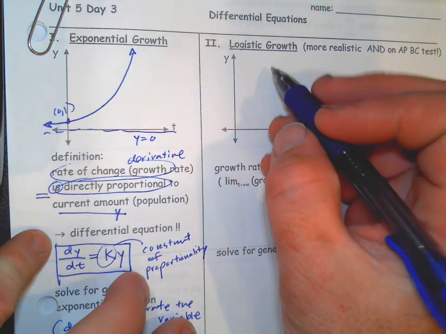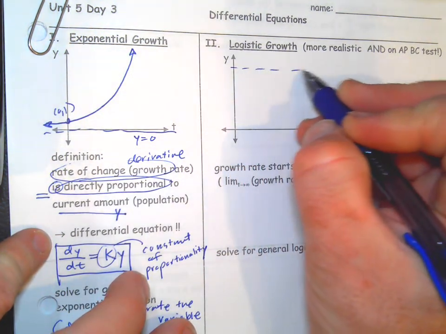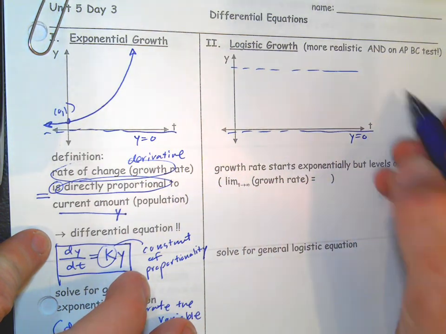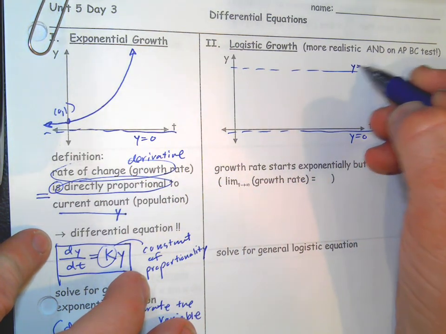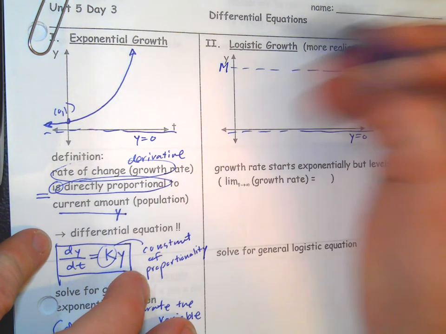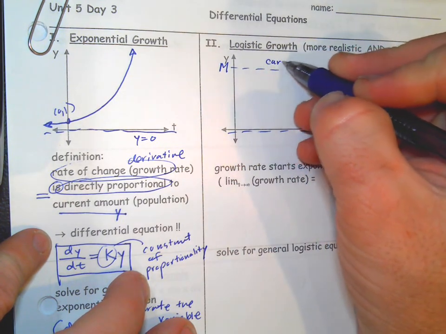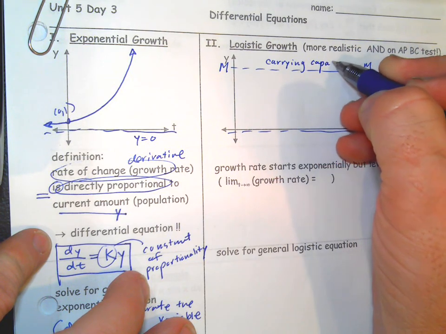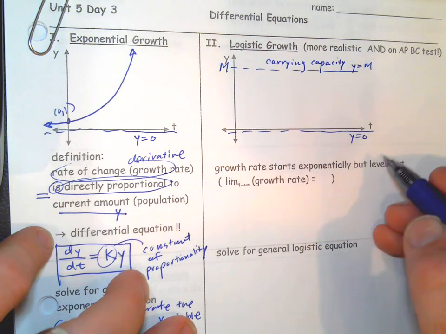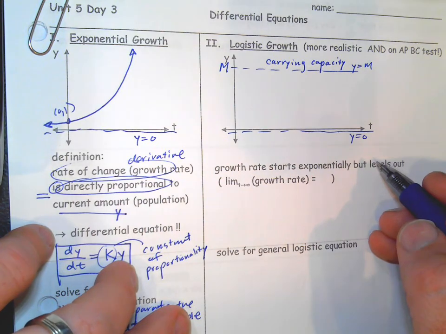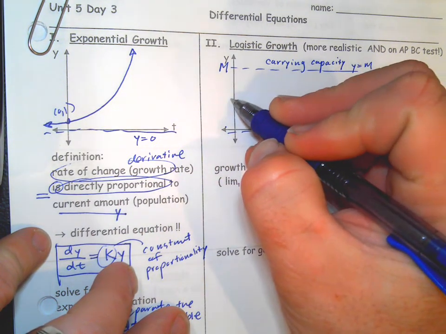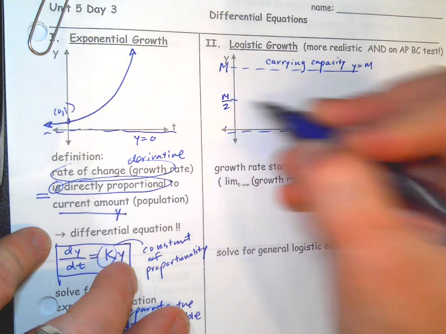So logistic growth looks more like this. It has a horizontal asymptote down here at y equals 0, but then it has another one up here, y equals M. Capital M is what we usually use. This is called the carrying capacity, and that's a term I believe you've heard in other classes. Carrying capacity, essentially, is the upper bound. It's the ceiling.